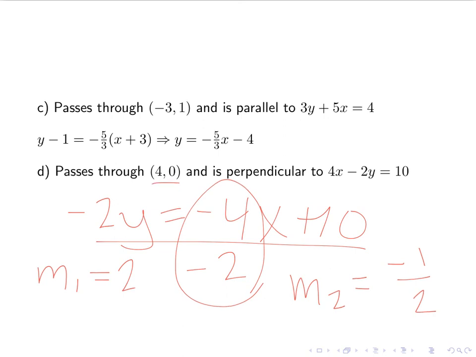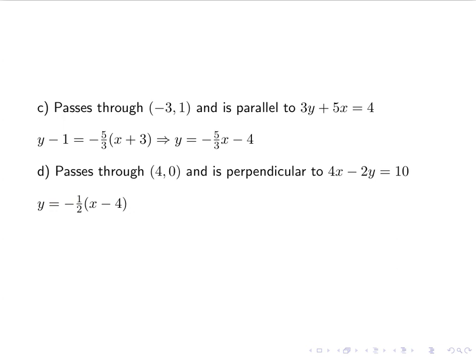And then again, we have a point (4, 0). That's not the y-intercept, right? That's the x-intercept. So I'm going to put this into point-slope form. We get y minus 0, which is just y, equals negative 1/2 in parentheses (x minus 4). And the only thing we have to do here to put it into slope-intercept form is distribute the negative 1/2. So we get y equals negative 1/2 x plus 2.